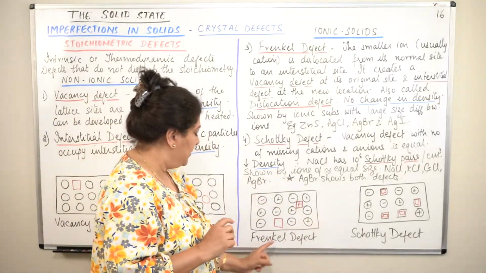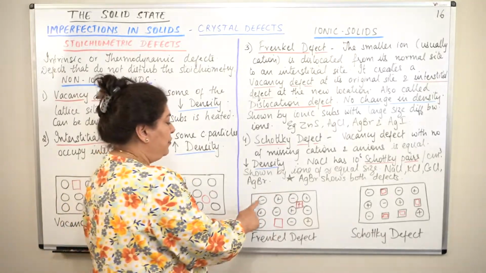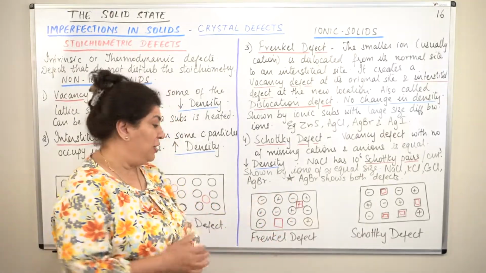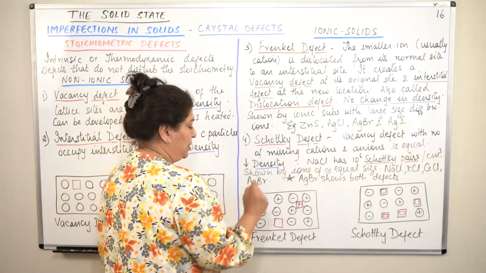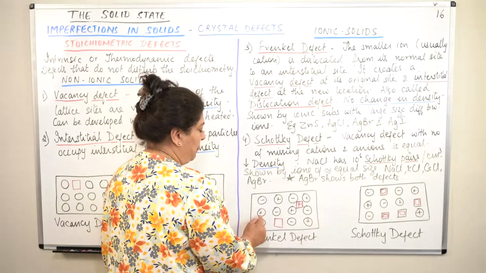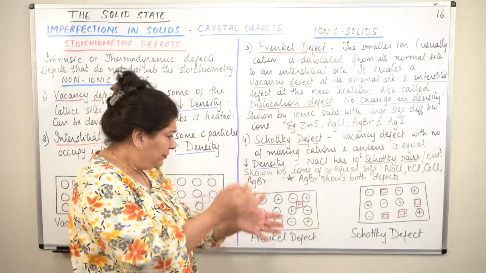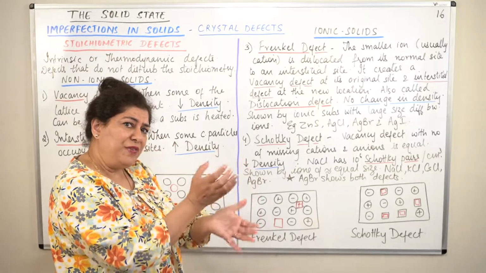Imagine this solid. This is supposed to be an ionic solid. The number of positive and negative charges should be equal. Plus, minus, plus, minus, plus. So this will be plus, minus, plus, minus. This will be minus, plus, minus, plus. That is alternating positive and negative charges.